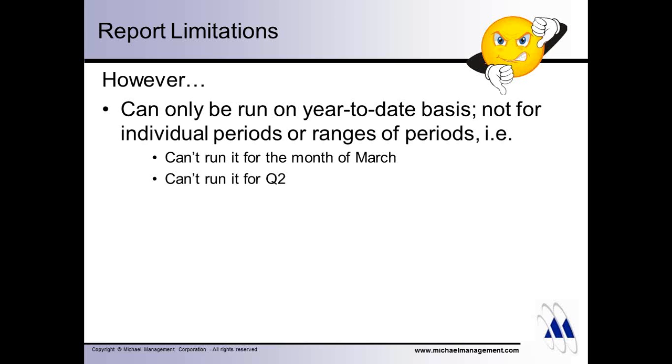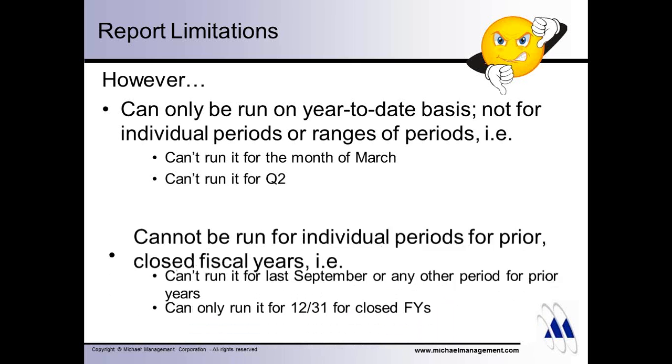What I would have to do is run it twice. I would have to run it with an end of February date, and then again with an end of March date. Now I have to export both of these reports into Excel and subtract one from the other, so it's very cumbersome, obviously not something that I want to do. So unfortunately, that's a big shortcoming of this report, that I cannot run this for any individual period. I can't run it for a single month or a range of months, so I can't run it for the second quarter of this year either.